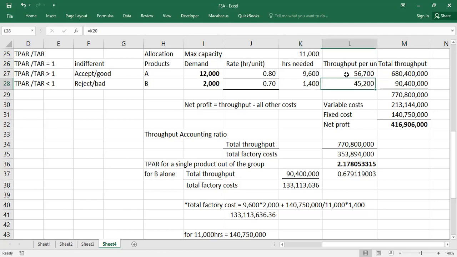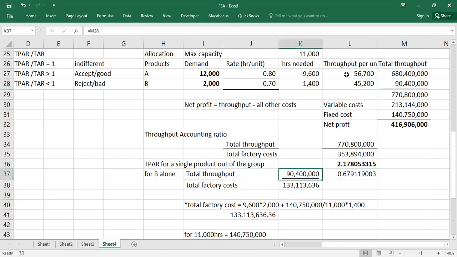Alternatively, you will get total sales, which is given by selling price times the number of units produced, minus total direct costs, which is still given by direct cost per unit times total number of units produced. The difference of the two will give you total throughput. So it should be the same answer.